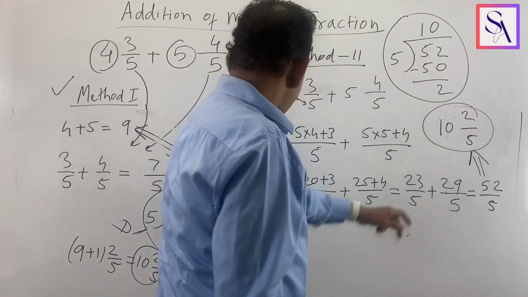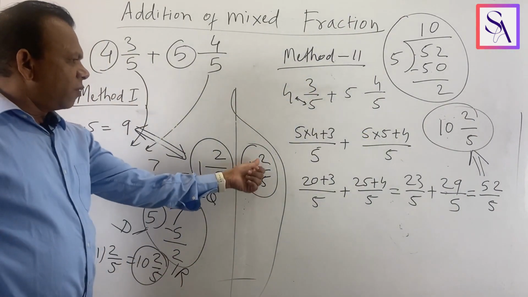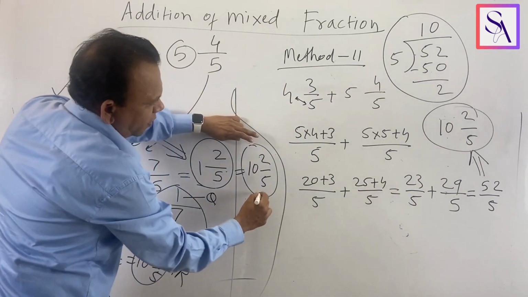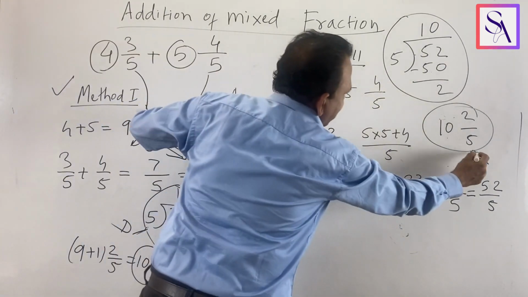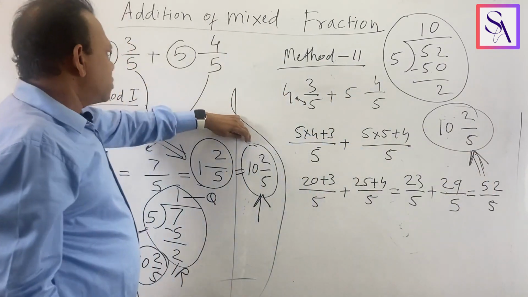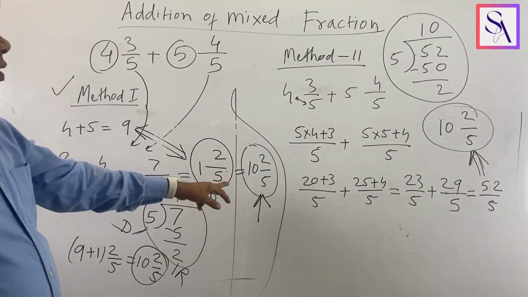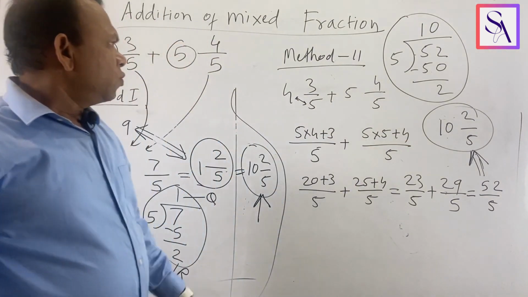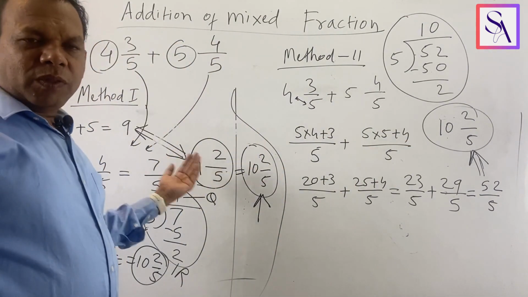See, this answer and the first method answer, 10 2 by 5, are the same. These two answers are the same, right? So by the first method we got this answer, and by the second method we also got the same answer. So you can do any one of the methods.